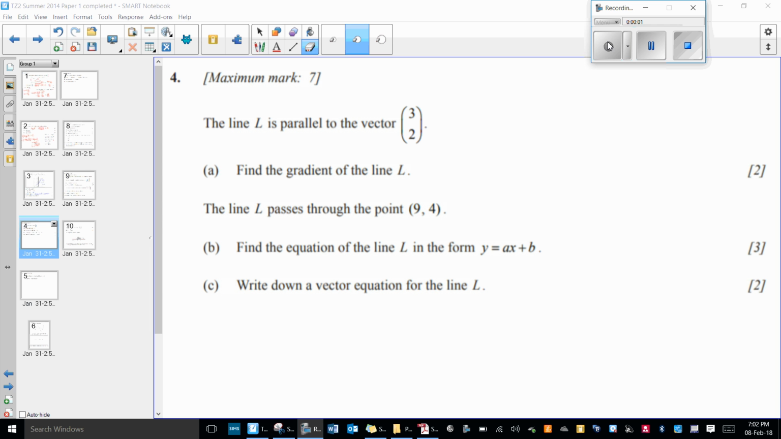Number 4, line L. Again, it's vectors. We haven't done it yet, but it doesn't hurt going over it. So the line L is parallel to the vector (3, 2). Find the gradient of line L.